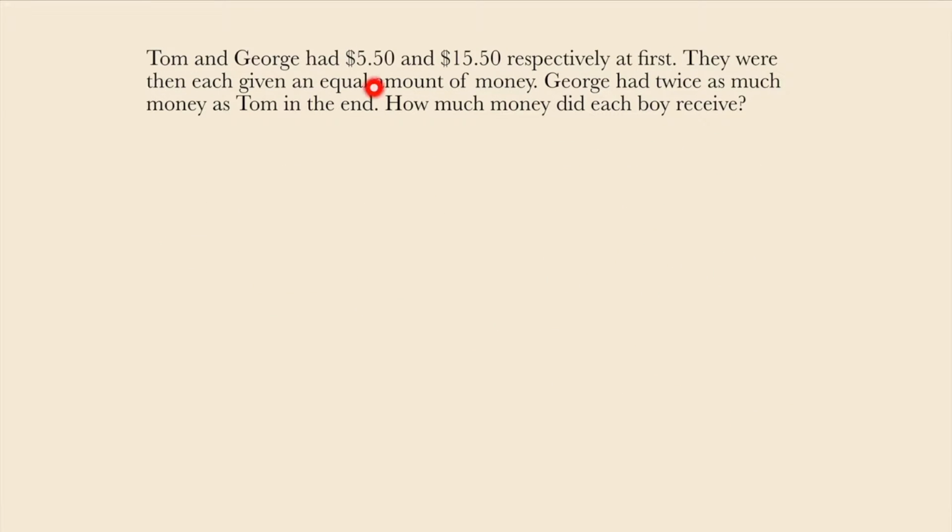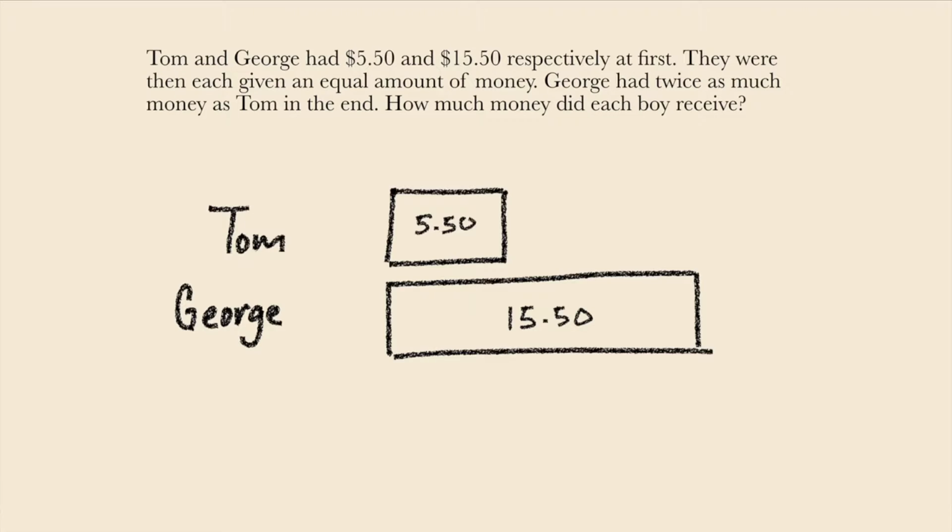Tom and George had 550 and 1550 respectively. They were then each given an equal amount. So here we have the same amount of money added to both people. So I'm going to draw blocks that represent the addition. Now notice that I'm not drawing them on the right side here. Why? Because drawing on the left allows me to see the differences clearly.